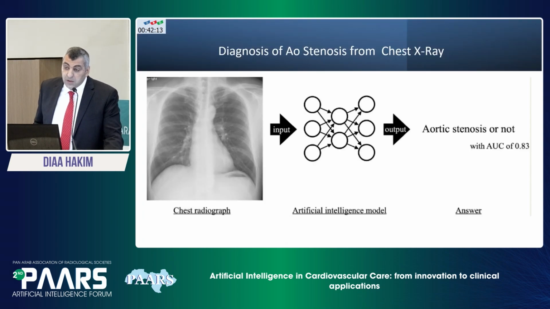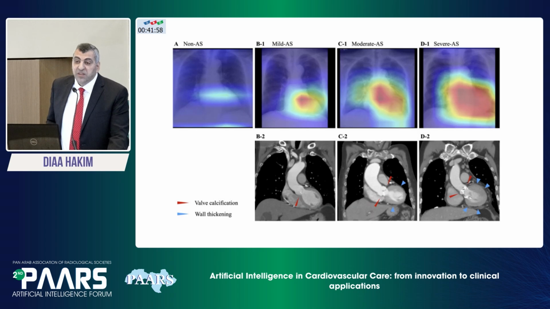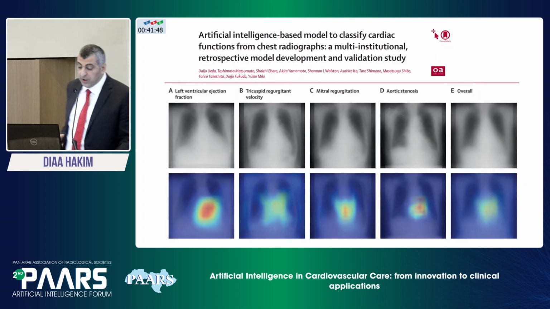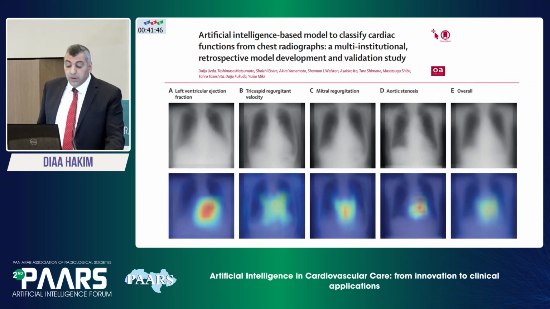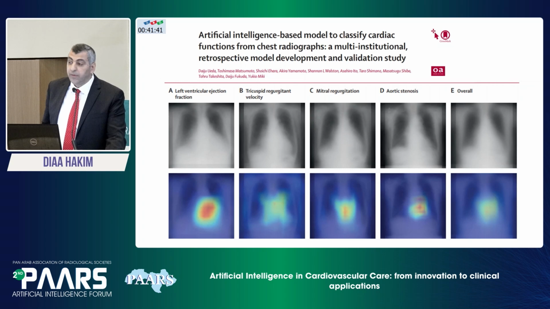Also can be extended to prediction of valvular lesions, like diagnosis of aortic stenosis from chest X-ray using a deep learning model, and not only diagnosis of aortic stenosis, but also evaluation of the degree of aortic stenosis, mild, moderate, severe, and differentiation between valve calcification and wall thickening. All this using the advanced deep learning machine. Not only structure, but the function. We can predict the left ventricular function just using the chest X-ray.